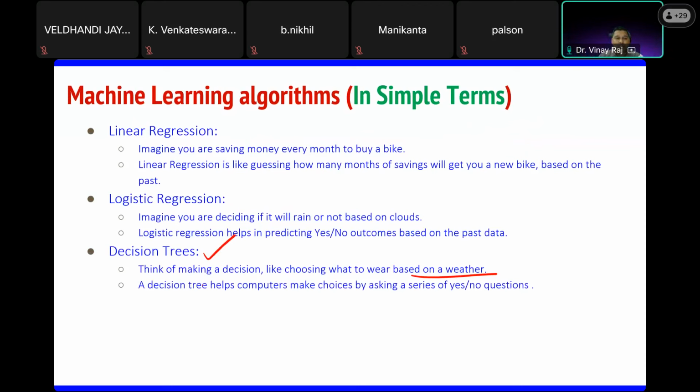So a decision tree helps a computer make choices by asking a series of yes or no questions. It's simple. In a decision tree, it asks us many yes or no questions. Is it raining, yes or no? If yes, again, is it light drizzle or heavy rain? That way it will ask you questions. Is it hot or cold? If it is cold, is it rainy or just a cool breeze? So it will ask different yes or no questions. When you want to make such a choice, you have to use decision trees.